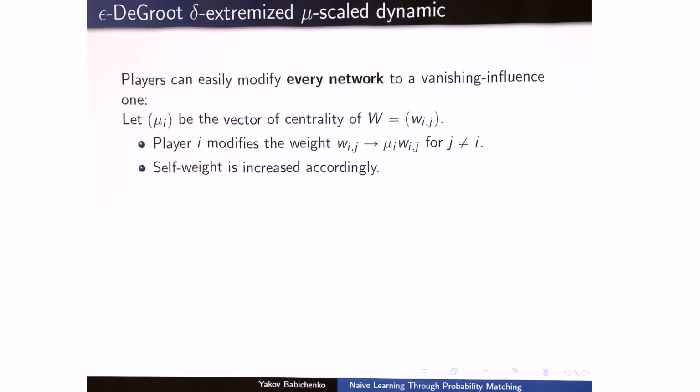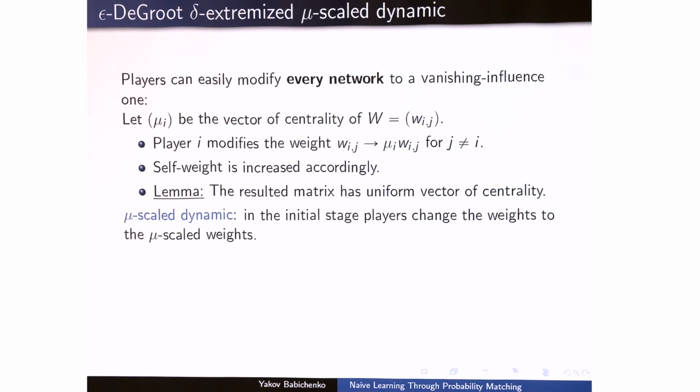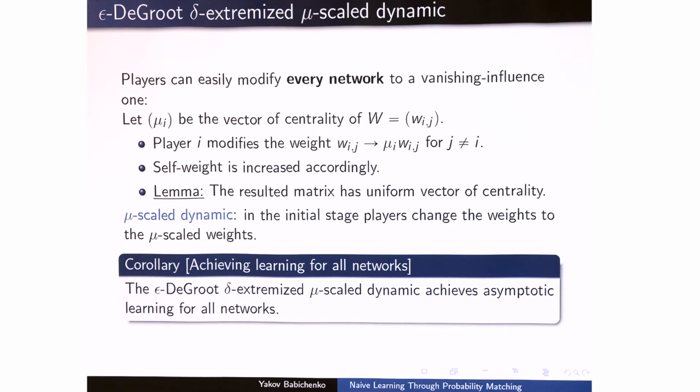And this will create a new network with new measures of centrality. And it is easy to show that the measure of centrality of this network is in fact uniform. And in particular, you just need to do it in the very initial stage. Instead of assigning some probability w_ij, you multiply it by your measure of centrality. And a corollary from that is that this dynamic achieves asymptotic learning for all networks.